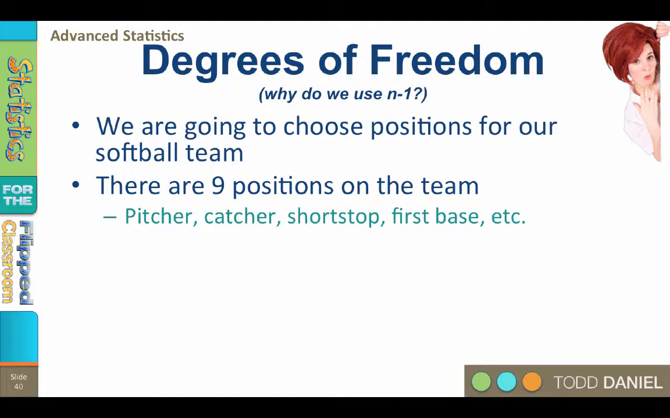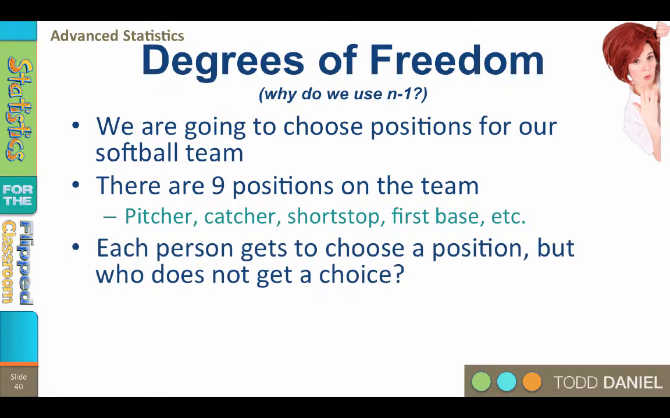The second person chooses from among the remaining 8 positions. The third person chooses from among the 7 remaining positions, and so on. Each person gets to choose a position. But who does not get a choice? When we get to the 8th person, that person chooses between 2 remaining positions. But the last person is stuck with whatever position remains, so that person doesn't actually get to make a choice.